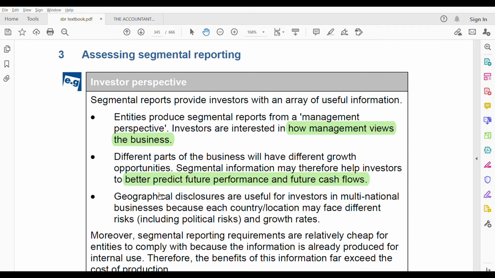Third, geographical disclosures are useful for investors in multinational businesses. For MNCs it is very useful. They need to know in which sector, which country their businesses are doing well. Because each country and location may face different risk, including political risk and growth rate. So one is geographical disclosure.